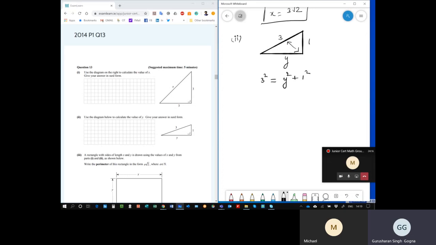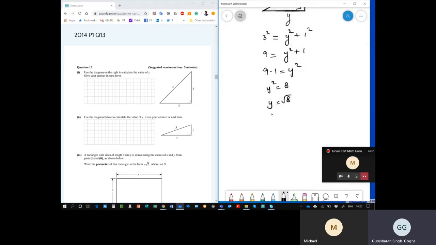Based on that, you will get 9 equals y squared plus 1. So 9 minus 1 equals y squared. So y squared equals 8. So y is equal to square root of 8. Again, you can simplify this to 2 root 2.